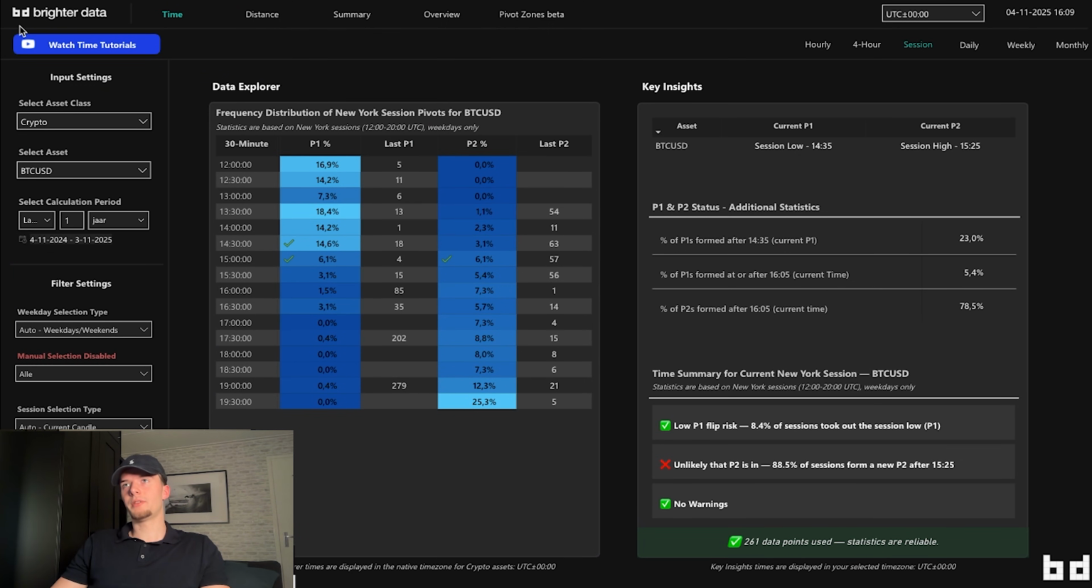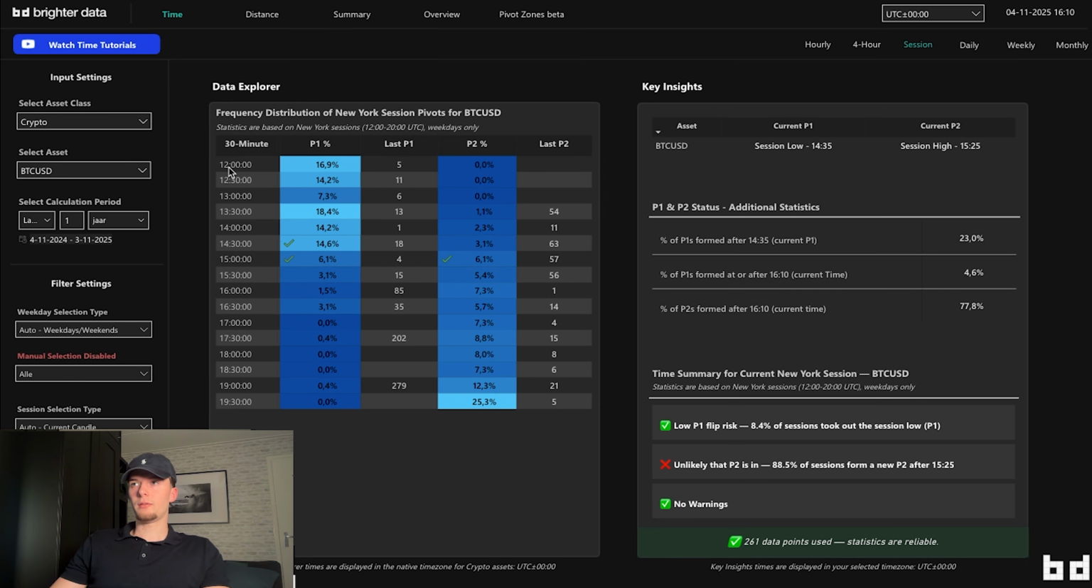So over here we have the Brighter Data statistics dashboard, where we have the selected asset Bitcoin. We have a calculation period of 1 year, and over here we can see that we have the session selected. We now have the New York session statistics for Bitcoin, and we can see that we calculate the probability of putting in a P1, and the P1 is the first pivot we form in the New York session, and that can either be a low or a high.